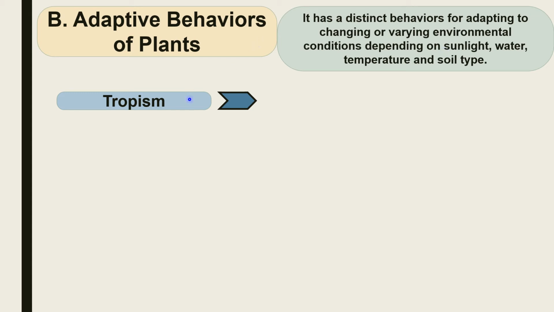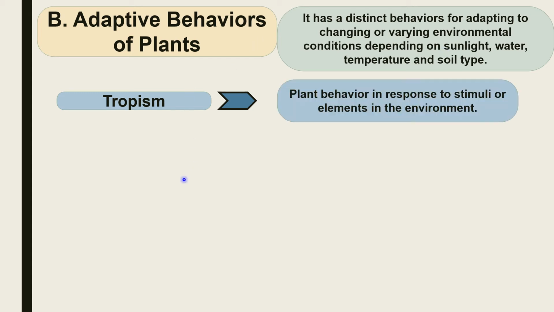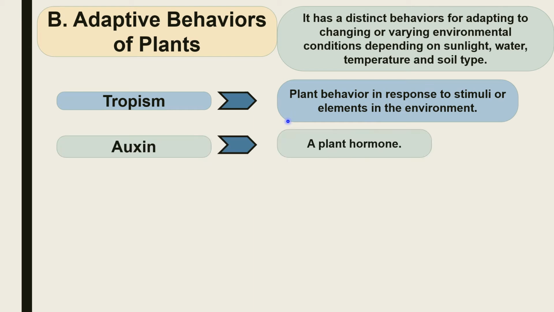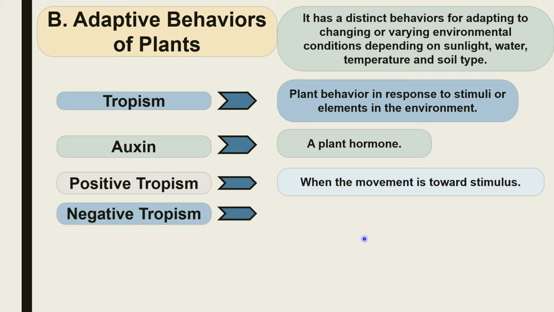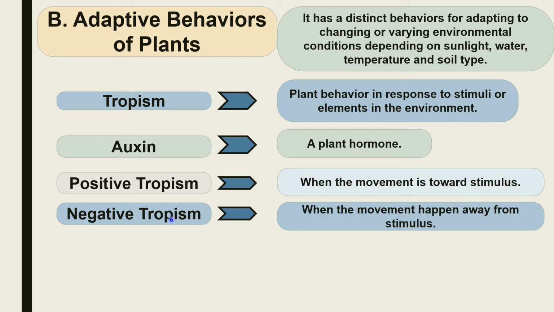So these are the main ingredients to make the plant food. Okay. So what is tropism? Tropism is the plant behavior in response to stimuli or elements in the environment. Auxin is a plant hormone, and we have two kinds of tropism. First is the positive tropism, when the movement is toward the stimulus. Next is negative tropism, when the movement is up and away from the stimulus.